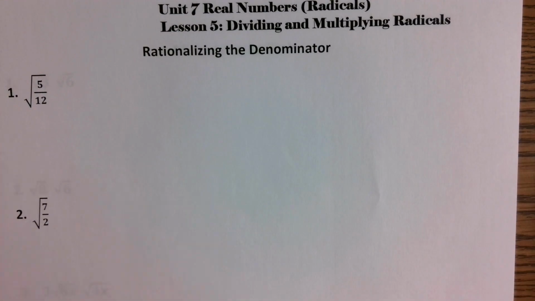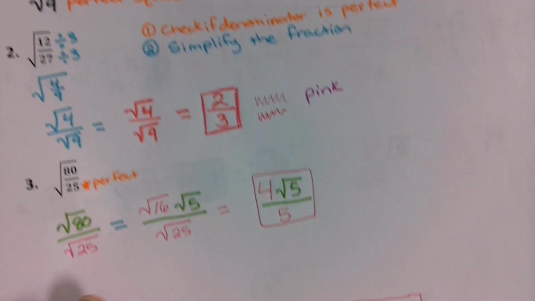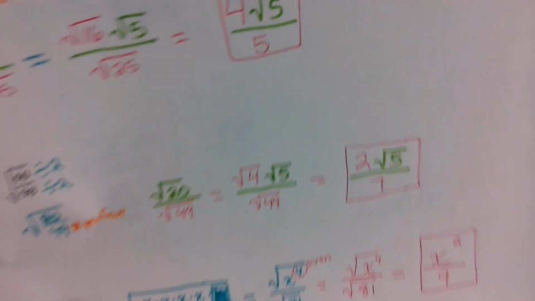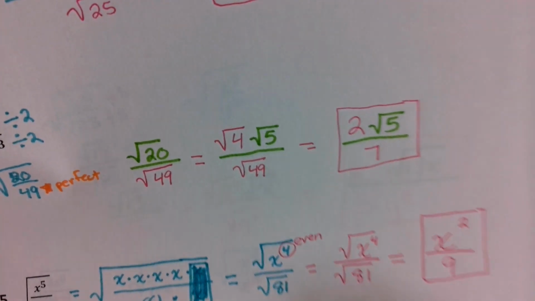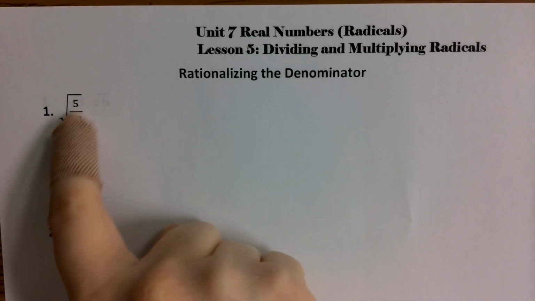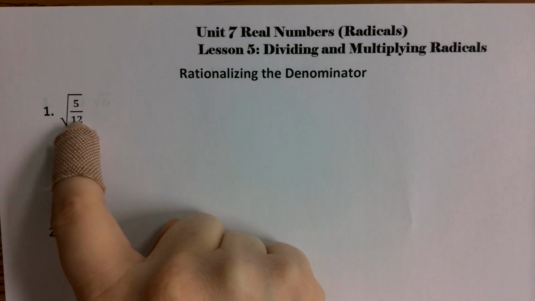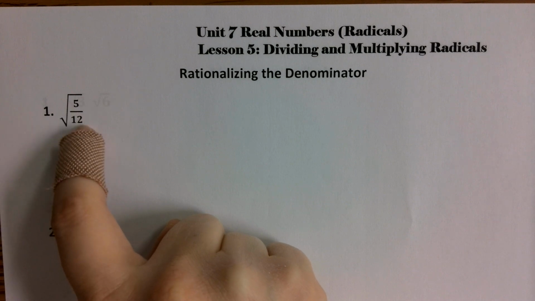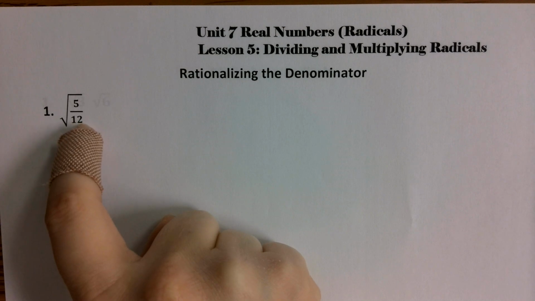So with rationalizing the denominator, what it means is before, when you're looking at problems, we were able to simplify it down to where we always had a perfect square for the denominator, right? We had square root of 25, square root of 49, square root of 81 for the denominator. Those were all perfect squares. But what happens if you can't simplify and you're left with a value that is not a perfect square for your denominator? Okay, we cannot simplify 5 over 12, and 12 is not a perfect square.